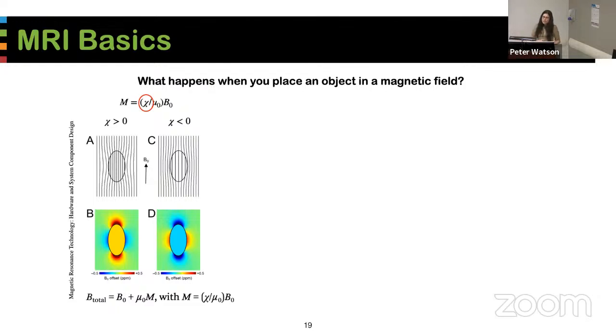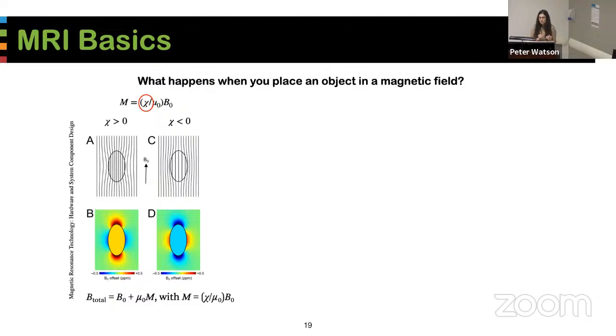If the object has negative magnetic susceptibility, the induced magnetic field will point in the opposite direction. That's what we have in figure C. In figure D, you see the offset field again. Far away from the object, you have zero offset, it's green. Within the object, you have a negative offset to the magnetic field, so it's slightly blue. The key thing that I want you to notice here is that in the object, the magnetic field is uniform.